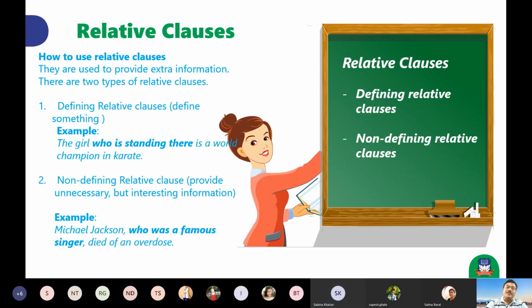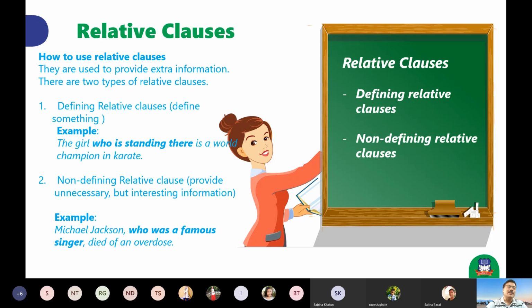Is this a Nepali class? Huh? Sir, communicating in Nepali? Huh? So communicate in English. Michael Jackson is that girl? You have not heard about this one of the famous singers.